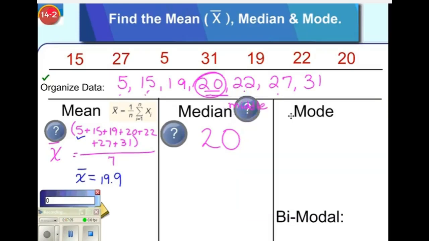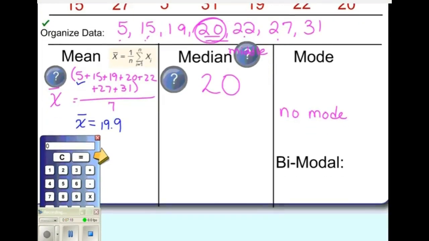On ours, if we go into looking at our data, I don't see any value that's been repeated. So for this particular one, we actually have no mode. And the word bimodal refers to the fact that you could have 2 modes. There also could be 3 modes as well.